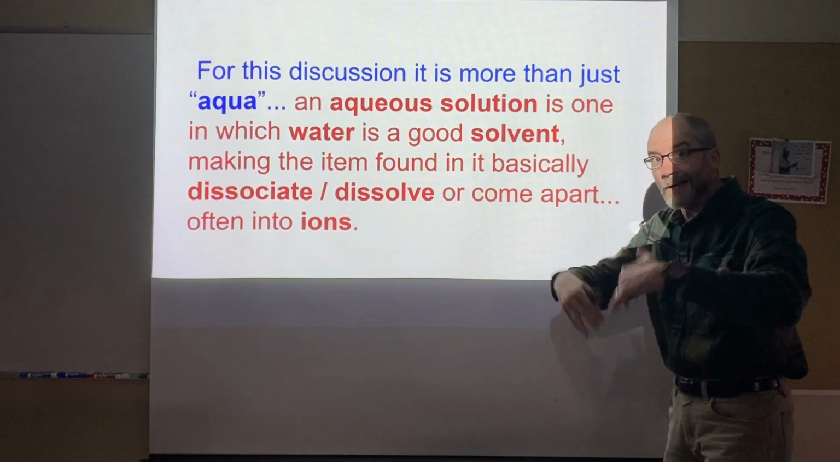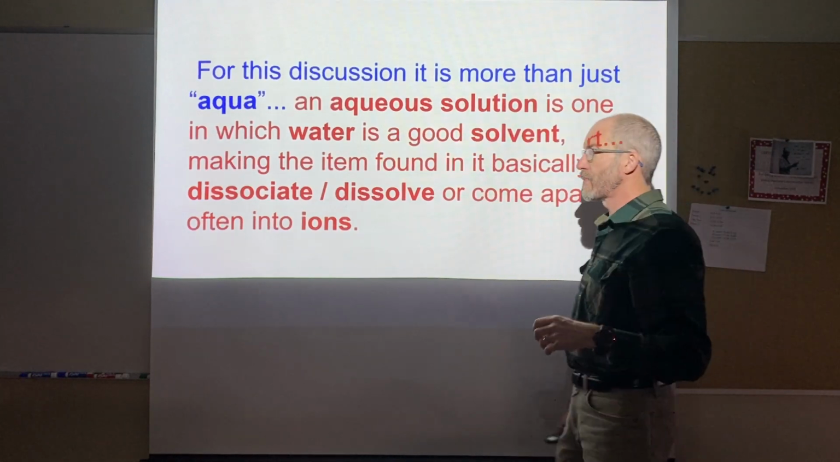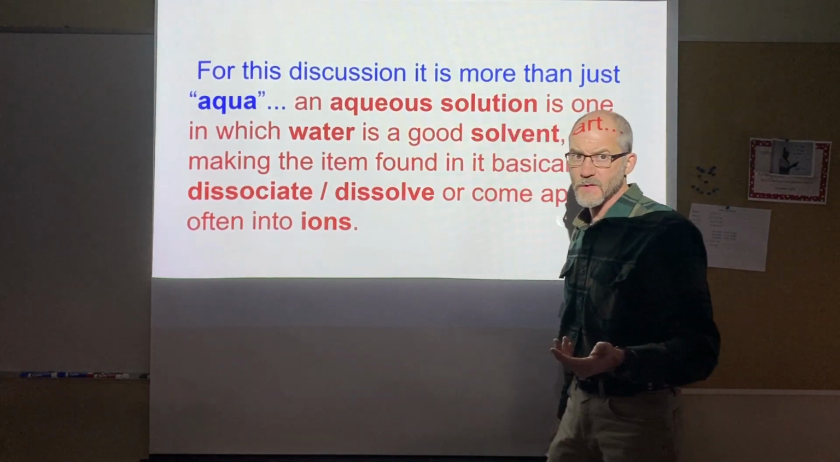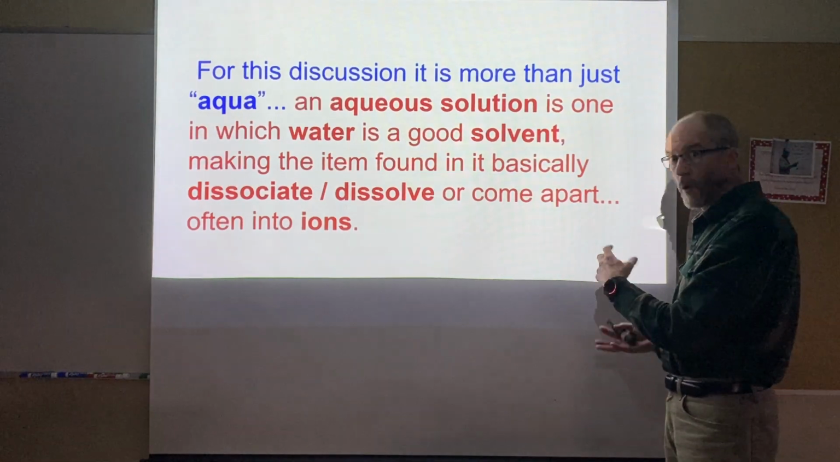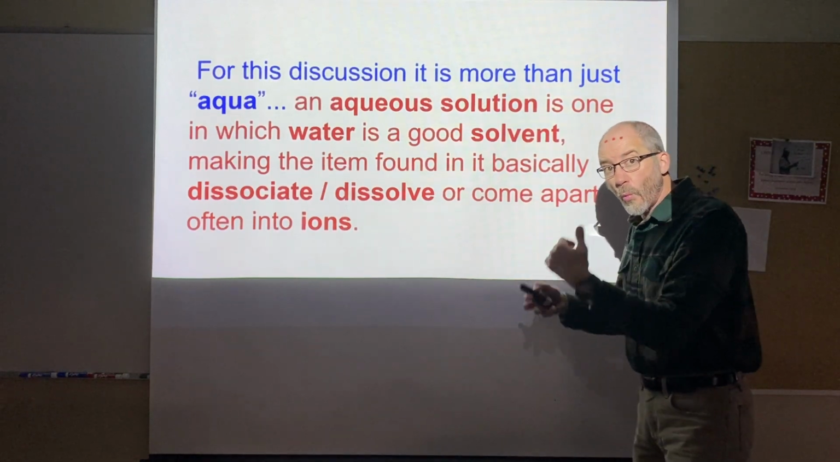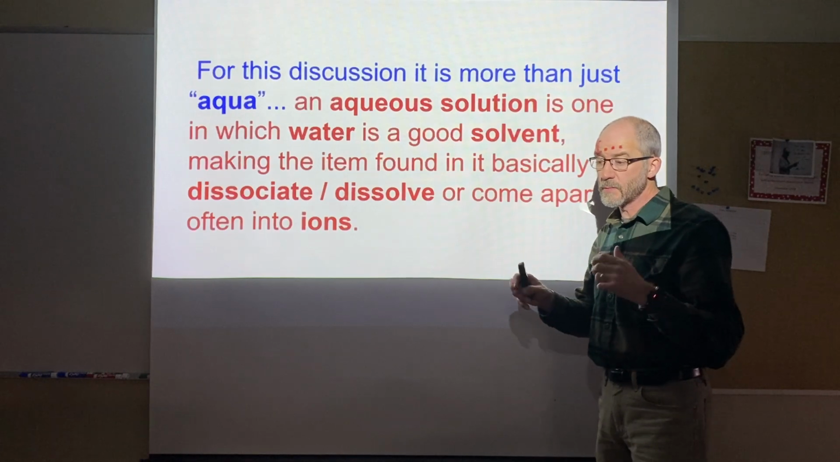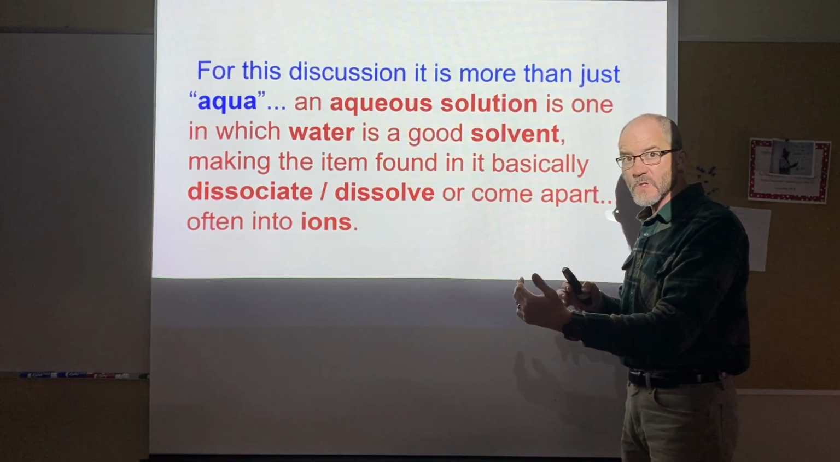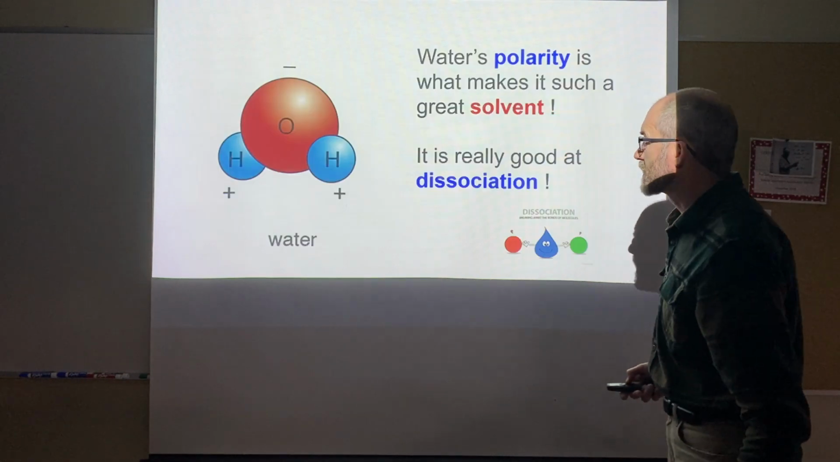Well, in our case, in chemistry, what are we coming apart into? Well, we're coming apart often into what we call ions. And by this point in time, you know what a cation is, and you know what an anion is, okay? So our working definition, really, of an aqueous solution is going to be one in which water is causing something to come apart, okay? All right, let's continue.